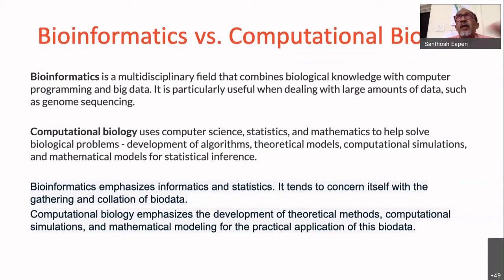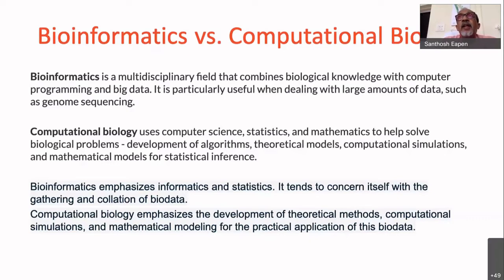We may think that these are different subjects. Bioinformatics and computational biology are two different, very closely related subjects. Bioinformatics is a multidisciplinary field which combines biological knowledge with computer programming and big data. It is particularly useful when you are dealing with a large set of data, big data, such as the genome sequences I was mentioning earlier. On the other hand, computational biology uses computer science, statistics, and mathematics to solve biological problems. So that is the difference. One is an application, the other one is a little more basic, where you are developing a lot of tools for handling such problems.